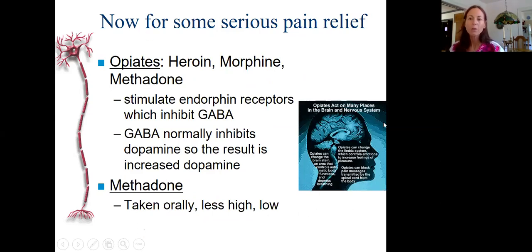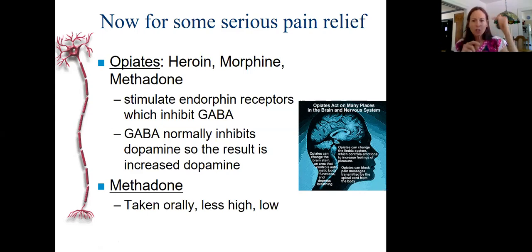Okay, so the opiates. The opiates are a class of drugs, including heroin, morphine, methadone. And they tend to stimulate the endorphin receptors, okay? And those are going to tend to inhibit GABA. Now, GABA is an inhibitory neurotransmitter, and it normally inhibits dopamine. So it's really an indirect path, but the ultimate thing is that dopamine goes up, and it goes up quite effectively with these drugs. So we do see a very high increase in dopamine, and with heroin, with morphine, they tend to be very addictive because of that.